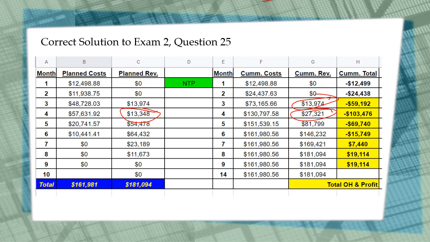And then the last thing to do is find the cumulative total. You get this by subtracting the cumulative cost from the cumulative revenue. And we'll do an example of the 5th one right here, which is the actual answer to the question, 69,740. You got this by subtracting 81,799 from 151,539, and that gives you the answer 69,740, which is the answer for question 25 on exam 2 for CM 170.